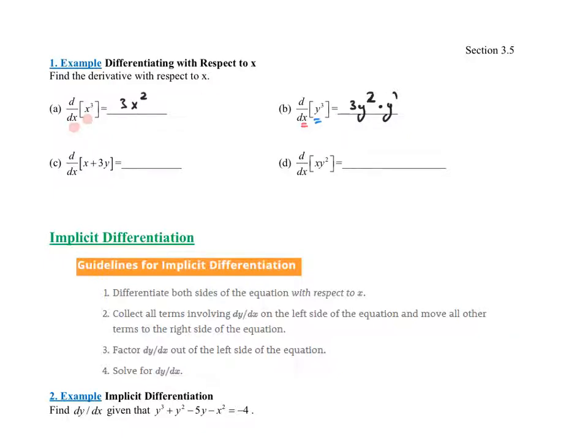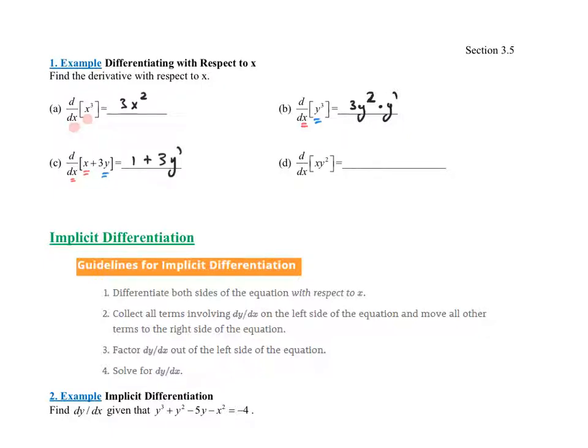What's the derivative with respect to x of x plus 3y? Well, you got to be careful which ones match and which ones don't match. The derivative of x with respect to x is just a 1, plus the derivative of 3y would be 3 times 1, you would think, but that's not what it is. It's 3 times y prime, because remember, the derivative of y is y prime.